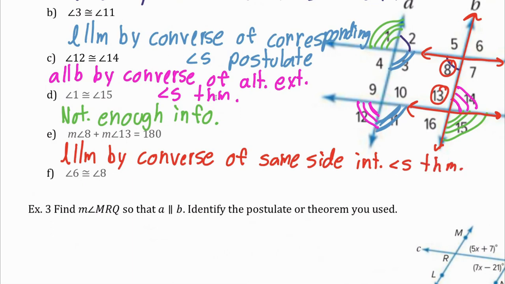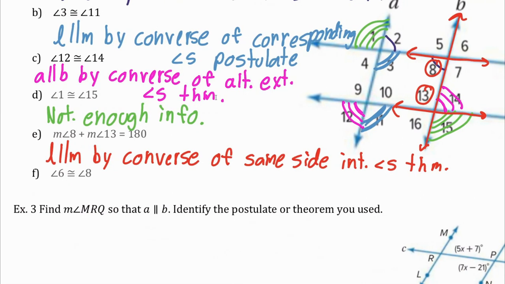Okay, and we have one more. We're looking at angle 6 and angle 8. So we're looking here. I'm going to draw a lot of arc marks. I don't know if that's enough, but we're looking at these two angles. Now, what type of angles are these two angles? If you said vertical, you're right.